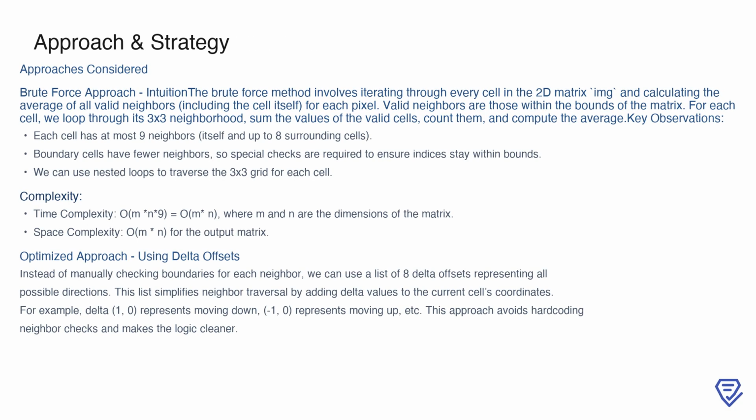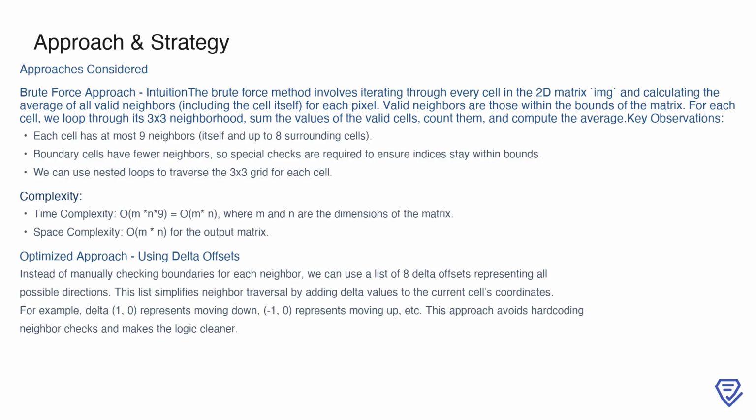To begin solving the image smoother problem, we start by discussing the brute force approach. The main idea here is to iterate through every cell in the given 2D matrix and calculate the average of all valid neighbors, including the cell itself. A valid neighbor is any cell that lies within the bounds of the matrix. For each cell, we look at its 3x3 neighborhood, sum up the values of all valid cells, count them, and then compute their average.